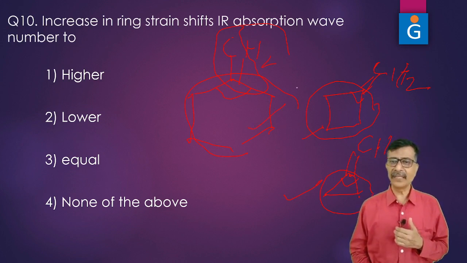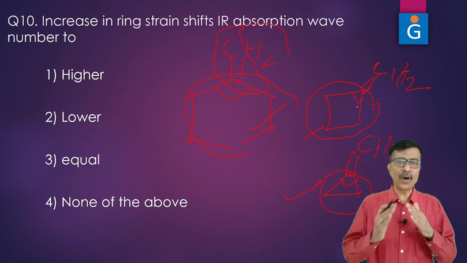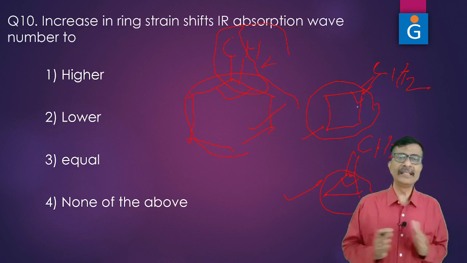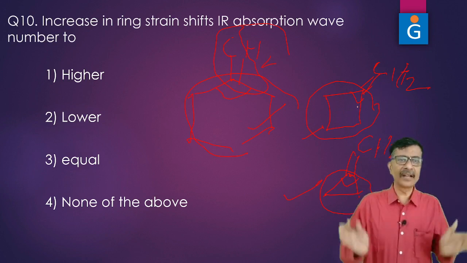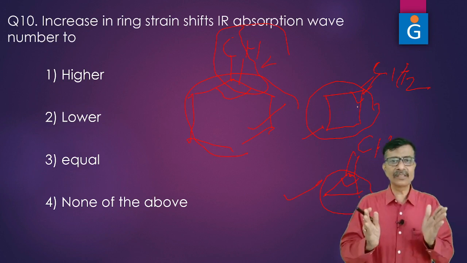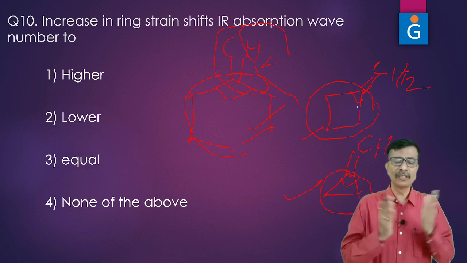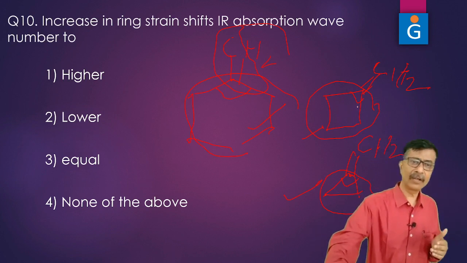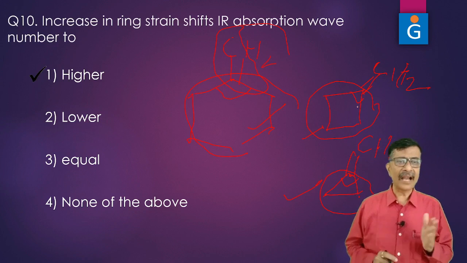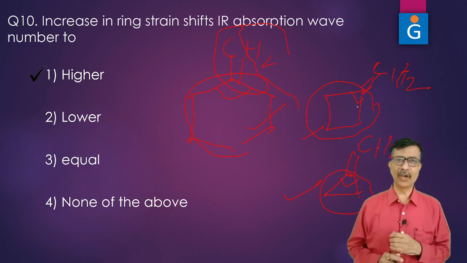Because of the increase in ring strain, bond order also increases. When bond order increases, force constant also increases and the wave number is also higher. So here, because of the ring strain, the higher wave number will be observed.